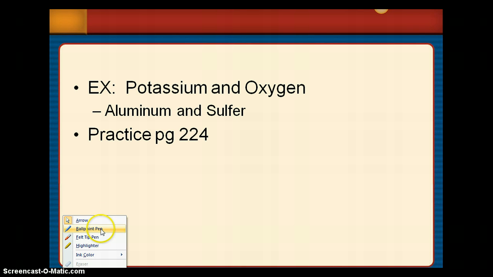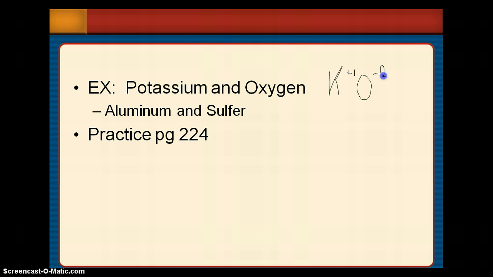All right, if I have potassium, which is K, and its charge is +1 because it's in group 1, and I have oxygen, and its charge is -2 because it's in group 6A, it needs 2 more to get to 8. When I am looking at these two things, I want the total between these two to equal 0? Well, right now they don't. +1 and -2 does not equal 0.